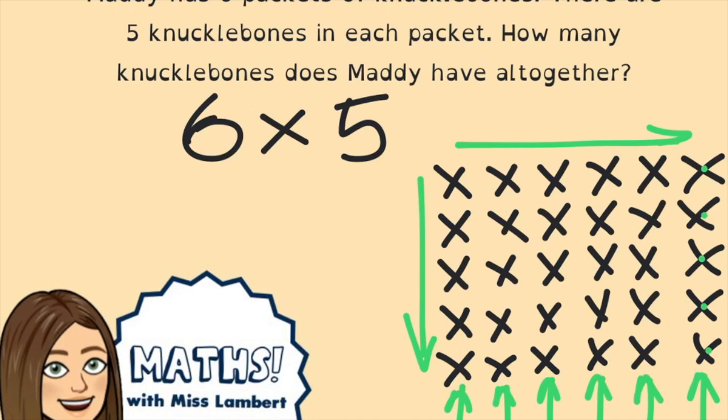So the answer to the question: Maddie has 6 packets of knuckle bones. There are 5 knuckle bones in each packet. How many knuckle bones does Maddie have altogether? She has 30 knuckle bones altogether.